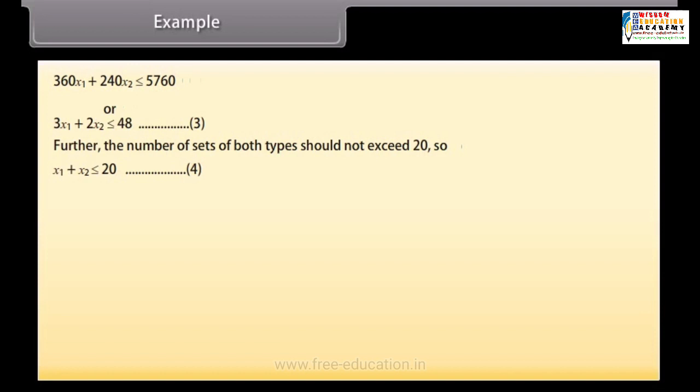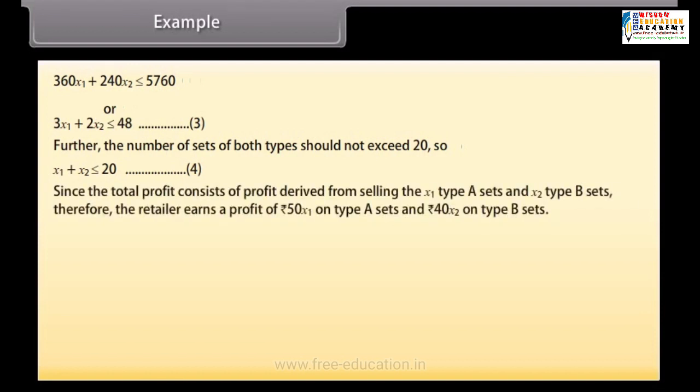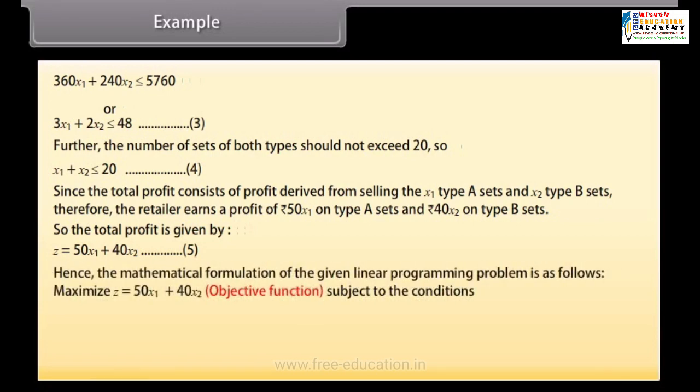Mark it as 4. Since the total profit consists of profit derived from selling the x1 type A sets and x2 type B sets, therefore the retailer earns the profit of rupees 50x1 on type A sets and rupees 40x2 on type B sets. So the total profit is given by Z equals 50x1 plus 40x2. Mark it as 5.